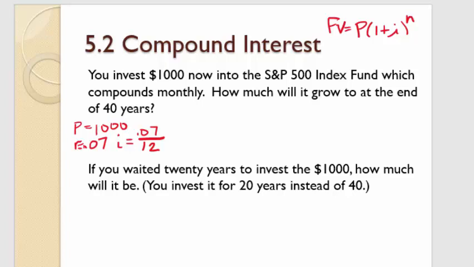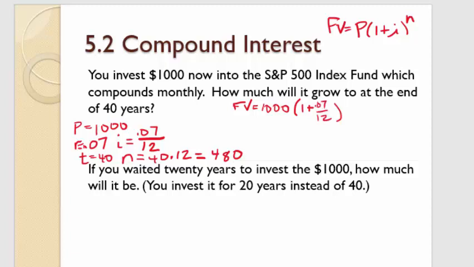And lastly, the N is related to the time. The time is 40 years. But of course, N is that time multiplied times the number of times that it's compounded per year. So the number of periods that we have during the term is actually 480 periods. So now we're ready to plug everything in. The future value of this investment of $1,000 is 1,000 times the principal, the amount invested, times 1 plus the I, interest rate, which is 0.07 divided by 12, raised to the n power, which is 480.